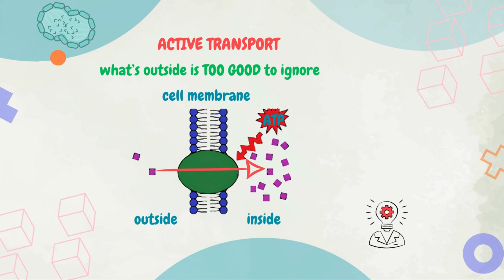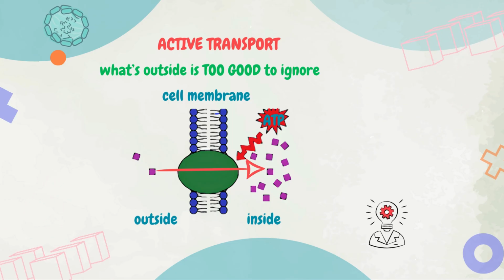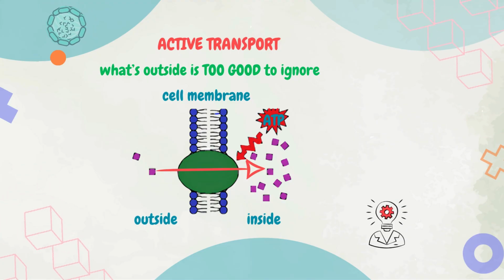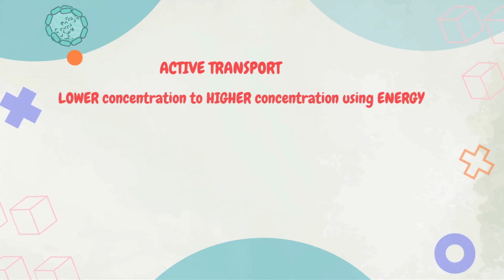Here's a scientific fact. Your brain uses up to 20% of your body's energy, much of it just for active transport of ions to keep nerve signals firing. That's your brain flexing.